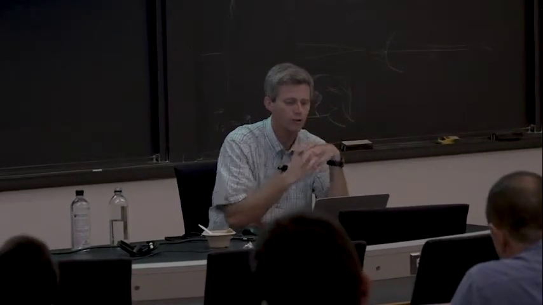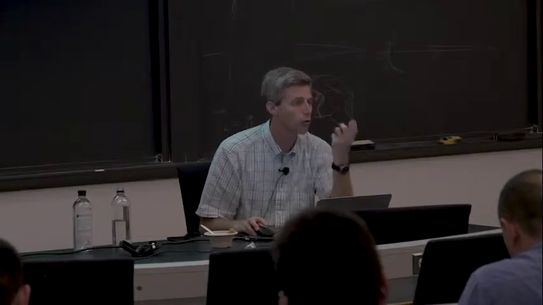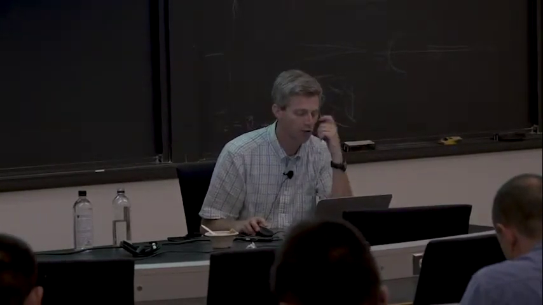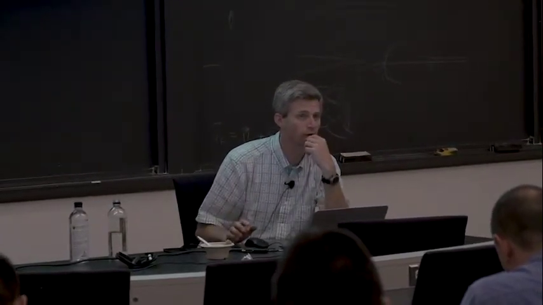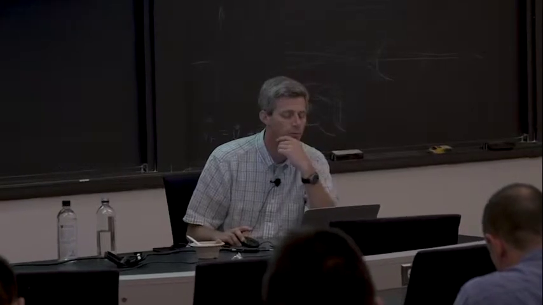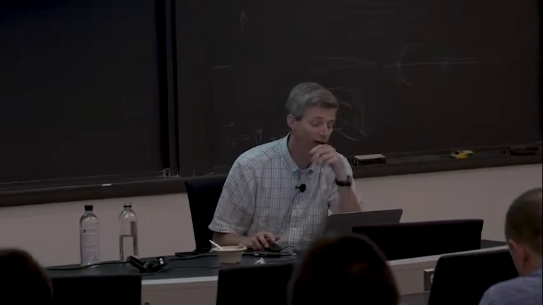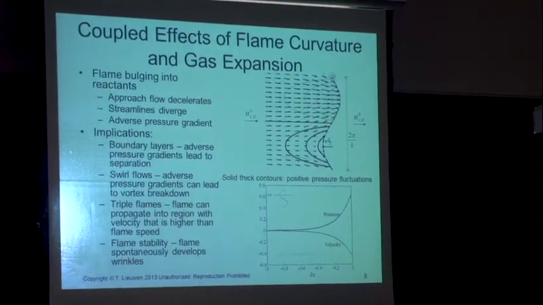And I had talked about how that can cause boundary layers to separate yesterday, or how they can swirl flows that can cause vortex breakdown in front of the flame. They can cause triple flames to propagate faster, which is why you have that square root of density ratio effect on triple flame speed that I just very quickly showed you. I also had mentioned they lead to flame instability, that flames will spontaneously develop wrinkles. So what I want to show you is kind of a nifty little video.